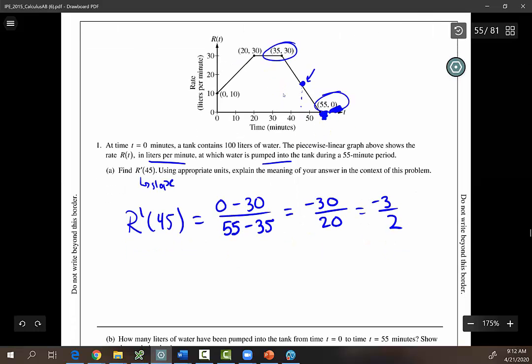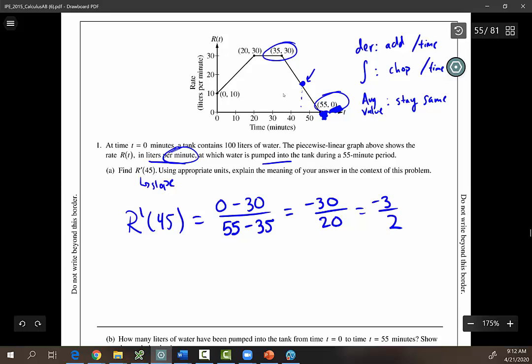Okay, and then you don't need to put the units here because you're going to use them when you explain, but if you want to put them here, you can as well. The units were liters per minute, so when we take the derivative, we're going to add on a per minute, right? Integral chops it off. Average value, it stays the same. So one more time, derivative adds a per time. Integral or Riemann sum chops off a per time. And average value, not average rate of change, right? Average rate of change is derivative. Average value, the units stay the same. So in this case, we were doing a derivative, so it's liters per minute squared. And it says using appropriate units, explain the meaning in the problem.